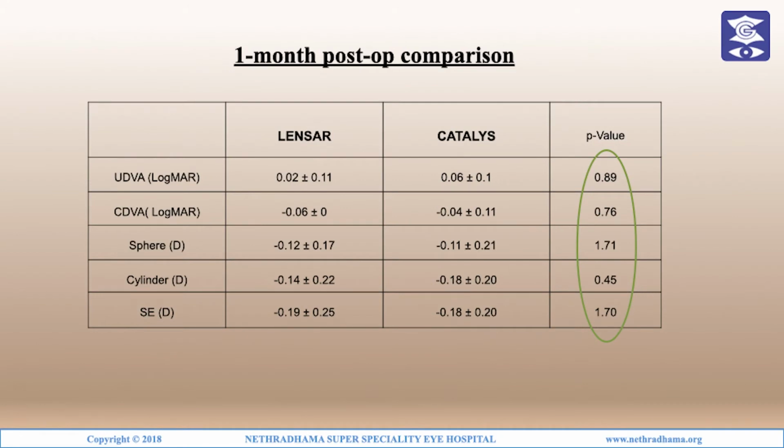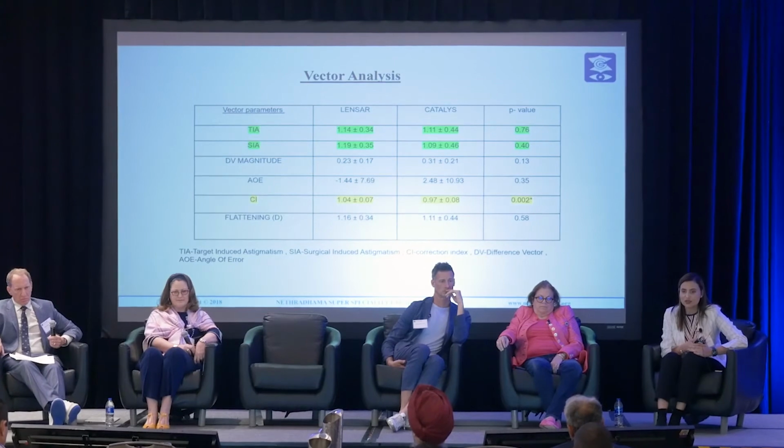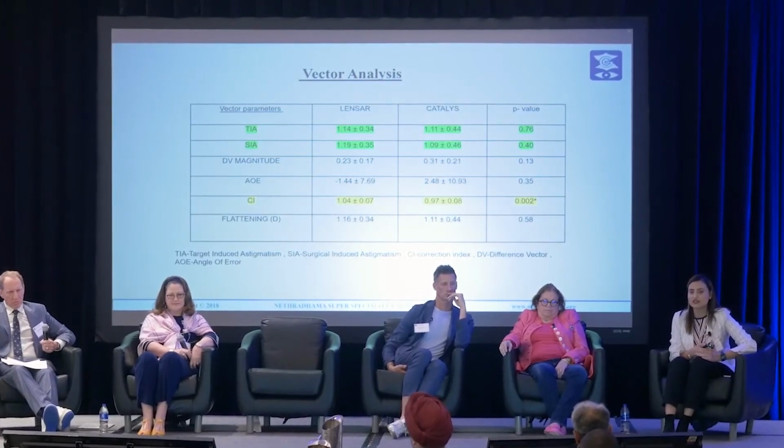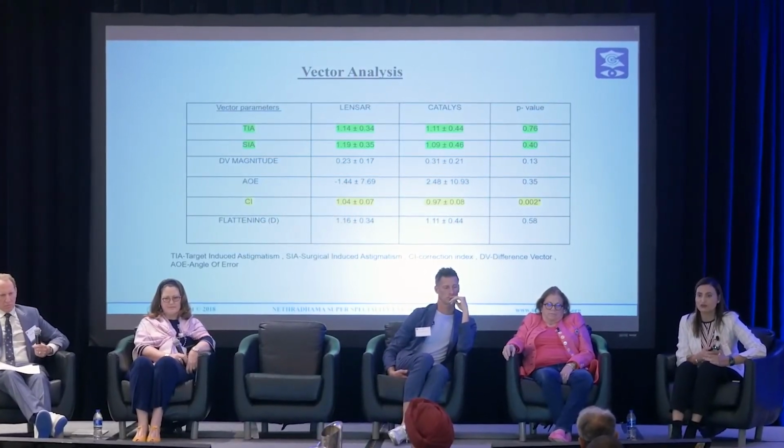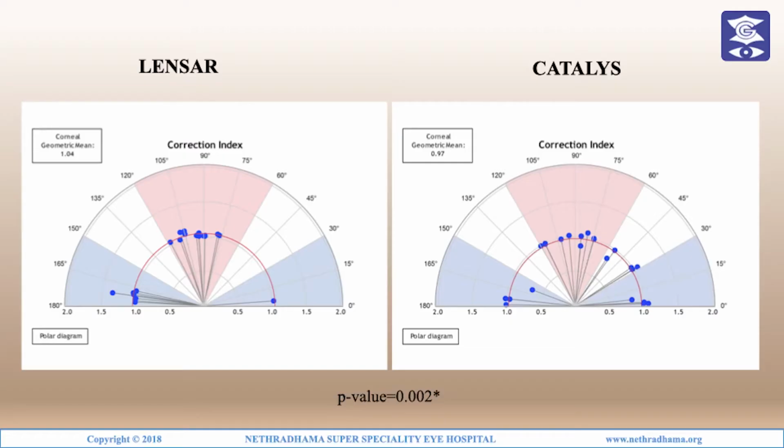At 1 month, the UDVA, CDVA, sphere, cylinder, and spherical equivalent were comparable in both the groups with no statistical difference. We also subjected the data to vector analysis, wherein you can see that the target-induced astigmatism and surgically induced astigmatism were matched. However, the correction index was statistically significantly different. So in the LENSAR group, the correction index was 1.04. In the Catalyst, it was 0.97. So there was a slight overcorrection of about 4% in the LENSAR group and slight undercorrection in the Catalyst group by 3%.